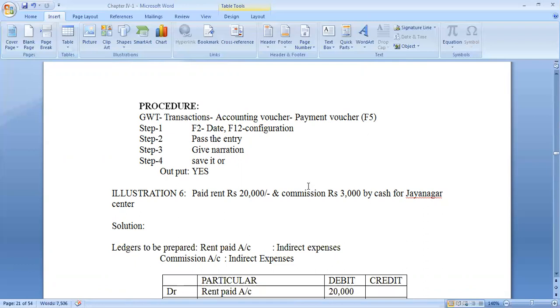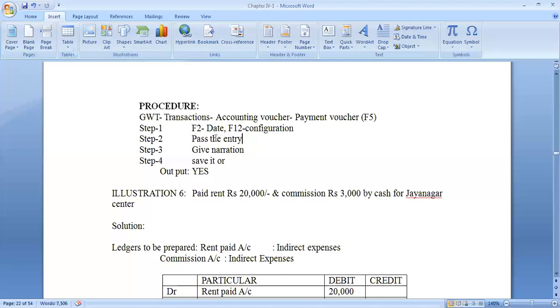So what is the procedure for moving with the payment voucher? Go to the Gateway of Tally. GWT stands for Gateway of Tally. When you go for voucher entry, make sure that you proceed with the ledger entries first. Unless you process the ledger entry, the accounting voucher is not going to accept the transaction, which we have already discussed. It shows a pop-up message as a spelling error. Then go to accounting vouchers and click on F5, and it automatically redirects you to the payment voucher.